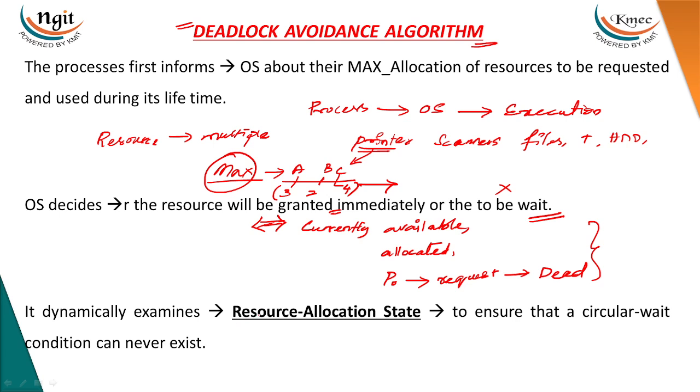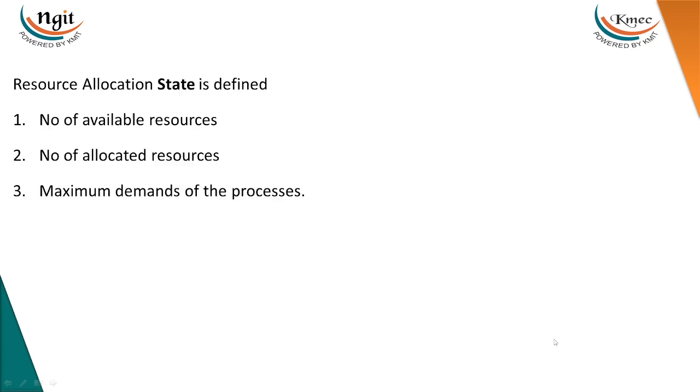This algorithm makes sure that the system will not go to a circular wait state, because circular wait leads to deadlock. The resource allocation state is defined by the following information: the number of available resources. First the system maintains the total number of resources of each type. Suppose there are three resource types A, B, C.